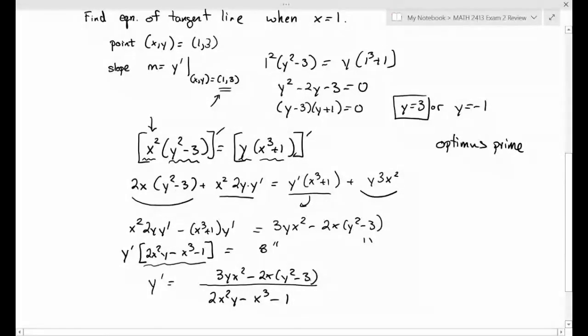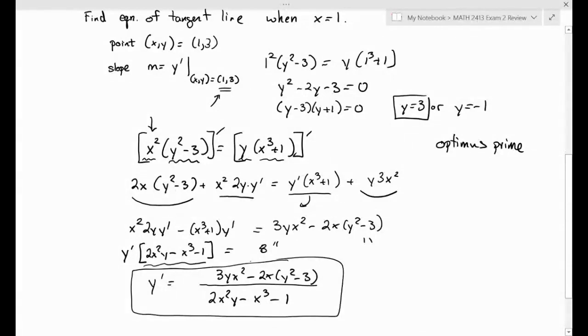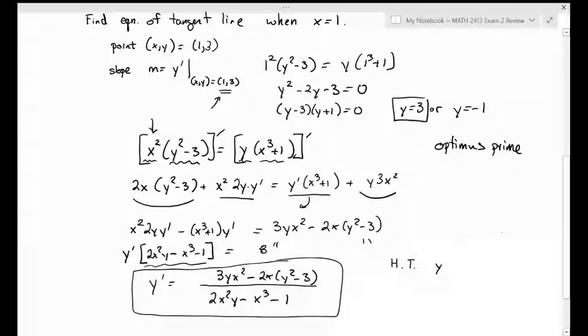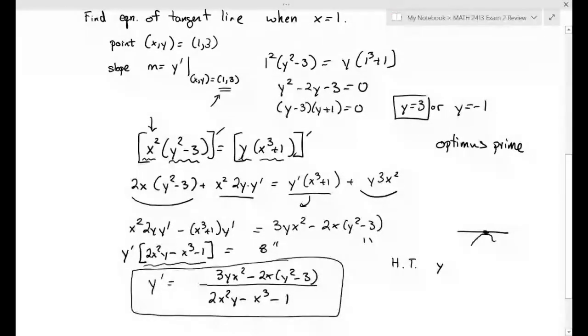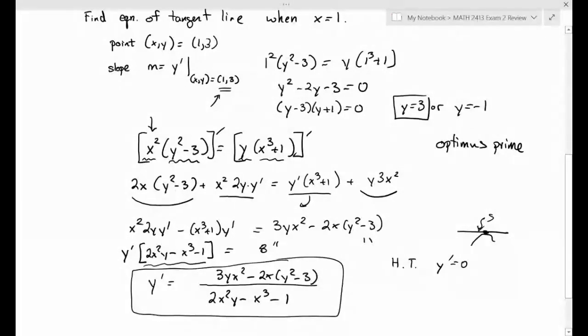So what kind of thing could they ask you if you have this result? It starts with h, for example, horizontal tangents. If they ask for horizontal tangents, what would be the next step? Set it equal to 0. Horizontal tangents means the slope of the tangent lines is 0. So you just set y prime equals 0 and try to solve for x or y or whatever.